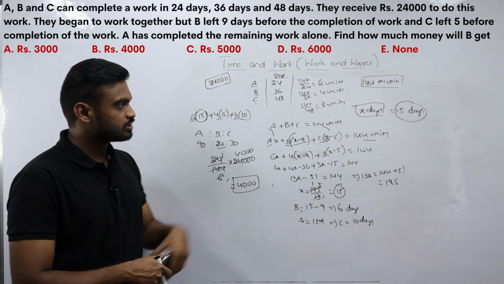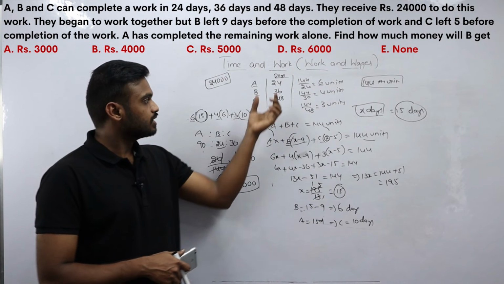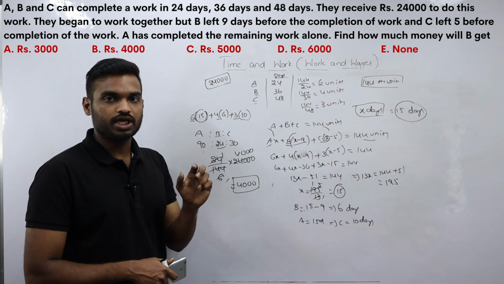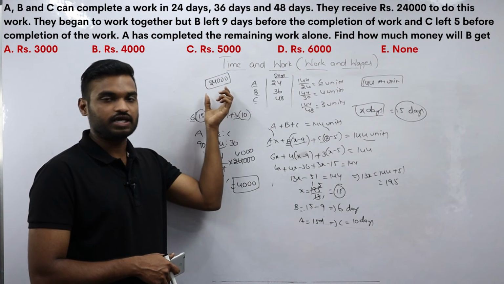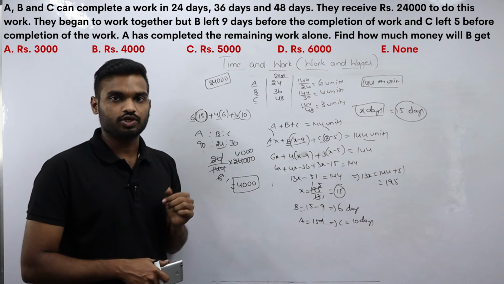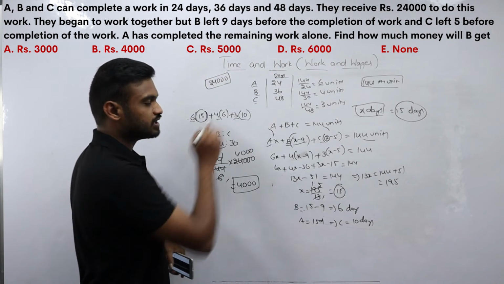I will explain the problem once again so that you can understand very clearly. They have given that A, B and C can complete the work in 24, 36 and 48 days, and that 24,000 is divided among A, B and C. We need to find the share of B in this 24,000 rupees. But we don't know the ratio of efficiency of A, B and C.